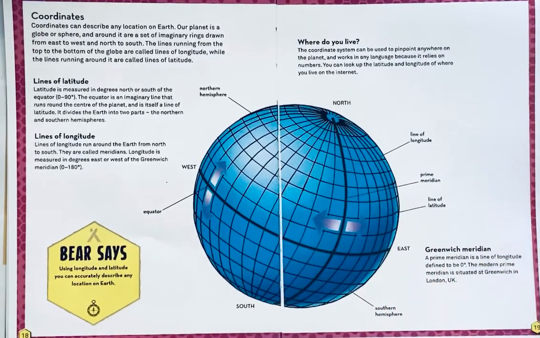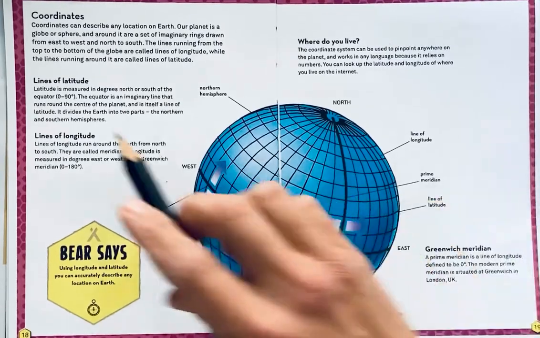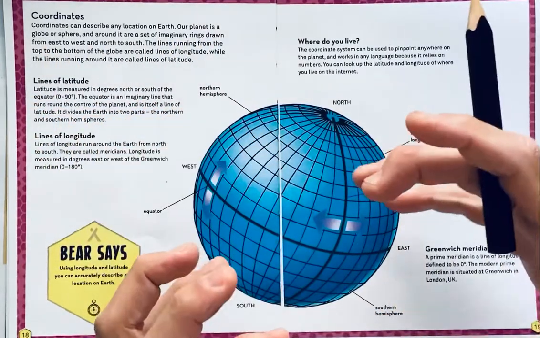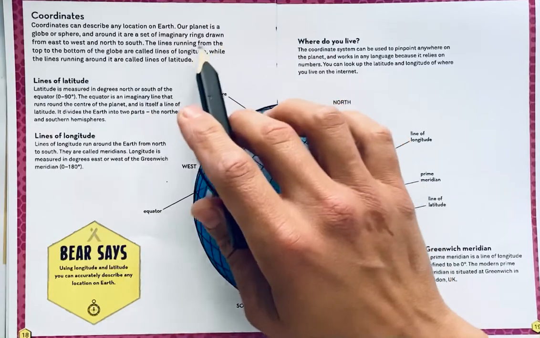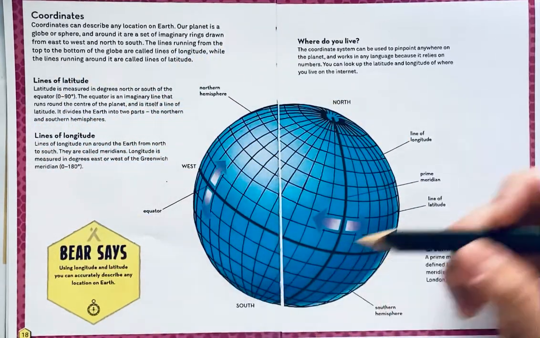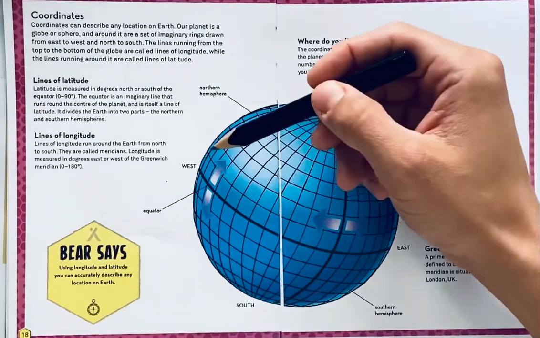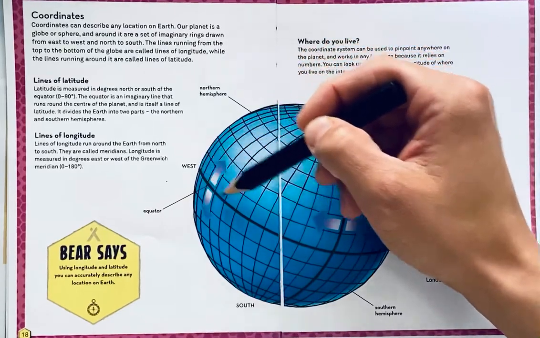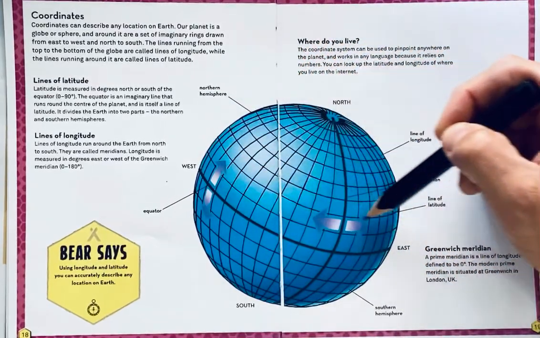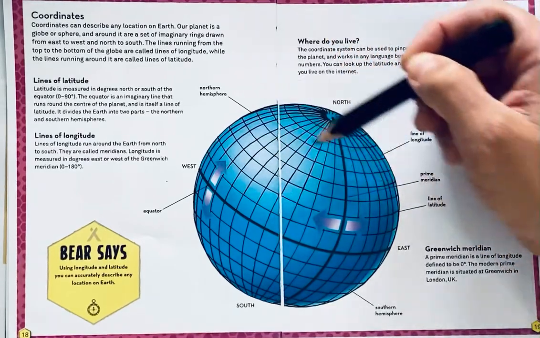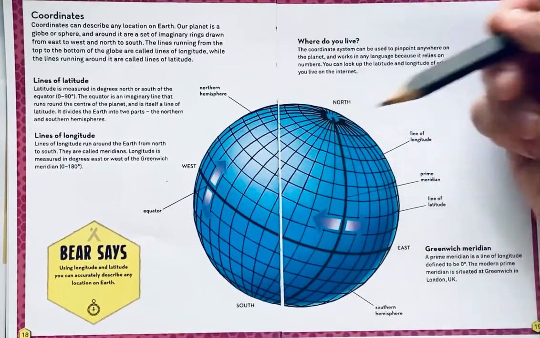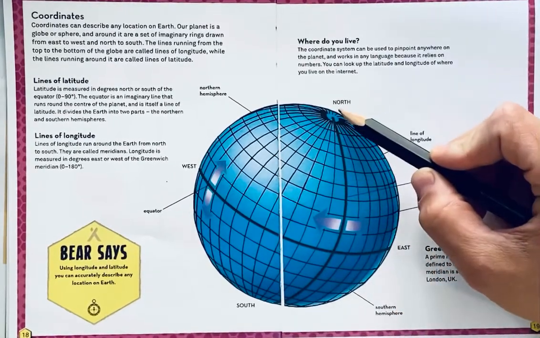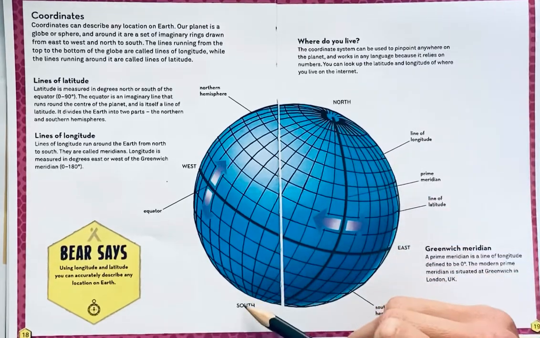Now, we're going to first start looking at things called coordinates. Coordinates can describe any location on Earth. Our planet is a globe or a sphere, and around it are set imaginary rings drawn from east to west and north to south. Now, lines of latitude are lines that measure north to south, but they run east to west. Okay? These are the horizontal lines of latitude, which tell us how close we are to the equator or how close we are to one of the poles. These are called the North Pole and the South Pole.